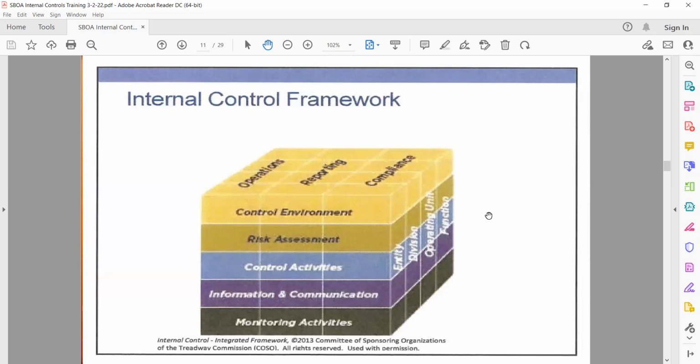This image shows how the 5 components of internal controls are integrated into the governmental unit's operational structure to ensure that management's objectives are achieved. Internal controls should be designed and implemented for each of management's objectives. The controls should consider the governmental unit's operational structure and address each of the 5 internal control components.